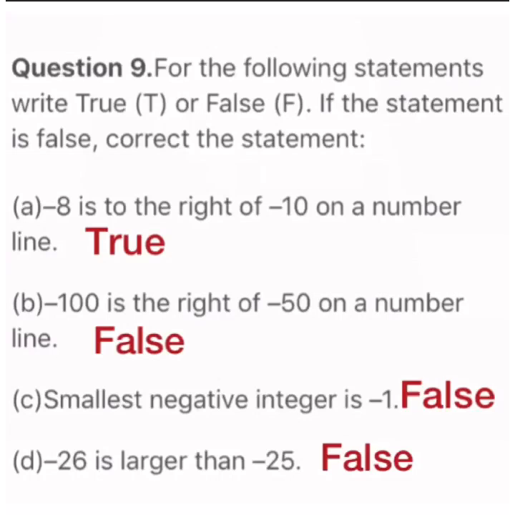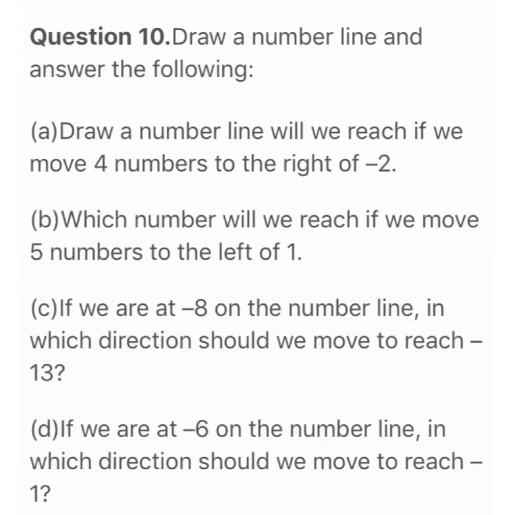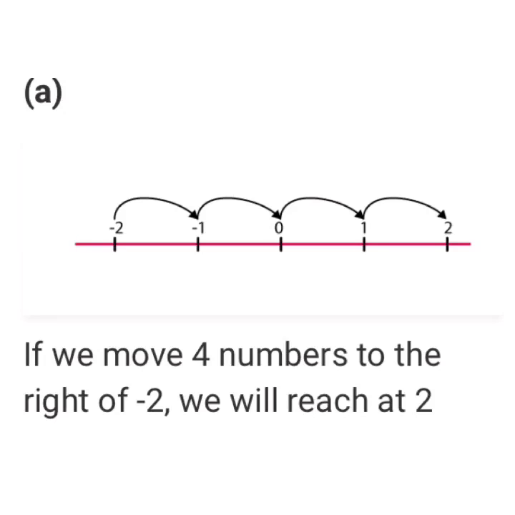Now the last question is question number 10. Draw a number line and answer the following. Children, according to the statements given, you have to draw a number line and then answer the questions which are given. The first one is, which number will we reach if we move 4 numbers to the right of minus 2? Children, you can see this number line. If we move 4 numbers to the right of minus 2, we will reach plus 2.